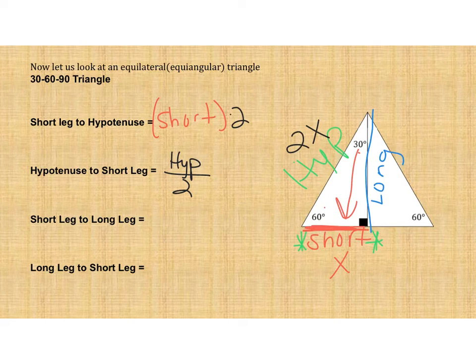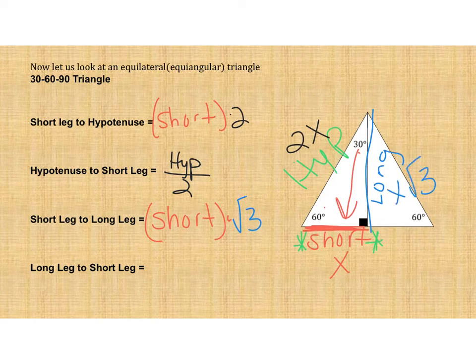Now let's talk about the short leg to the long leg. To go from the short leg to the long leg, I'm going to take my short leg and multiply by root 3. Okay? 45, 45, 90 has two sides equal. It uses root 2. 30, 60, 90 has multiples of 3. It uses root 3. So whatever x is, to get my long leg, I'm going to take the x and times it by root 3.